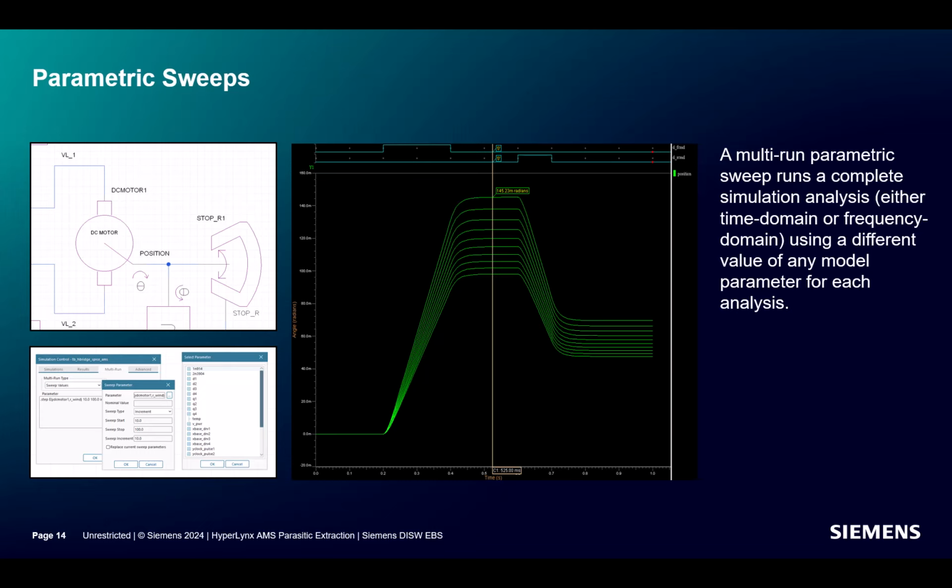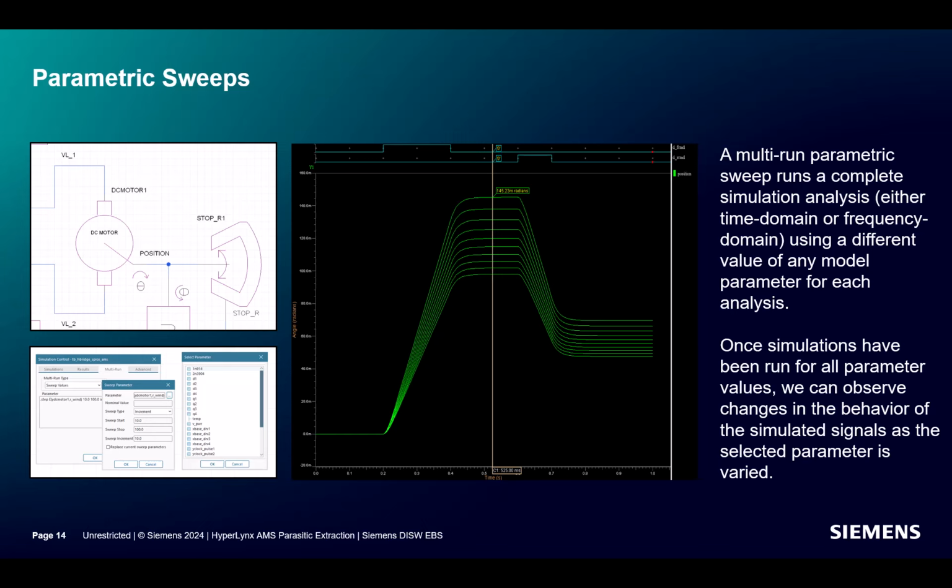Then we can select which type of sweep will be performed: increment, linear, decade, octave, or list. Depending on the sweep type selected, we can then define a sweep start, sweep end, and define the values included in the sweep by specifying a step size, specifying a number of steps, or typing a comma delimited list. Once simulations have been run for all parameter values, Hyperlinks AMS launches the waveform analyzer, and we can observe changes in the behavior of the simulated signals as the selected parameter is varied. The results displayed here show how the time domain position of a motor-driven load changes as we vary the motor winding resistance.